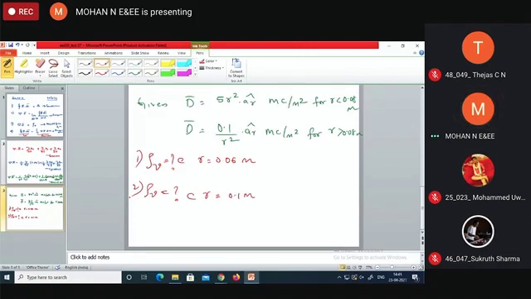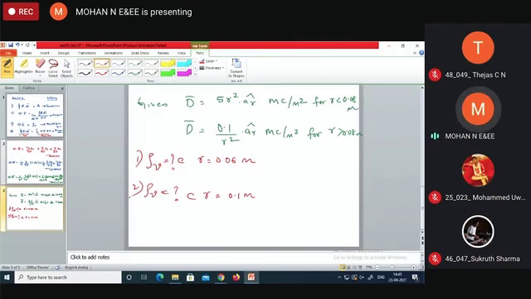You are given the flux density, so you can find the divergence of the flux density. Why? Because the divergence of the flux density is related to the charge density. From Maxwell's first equation, the divergence of the flux density is related to the volume charge density.